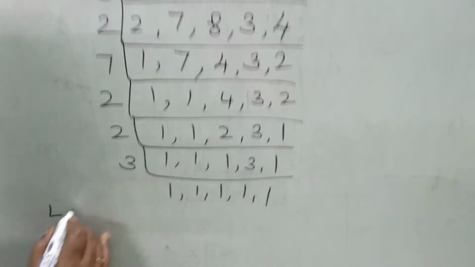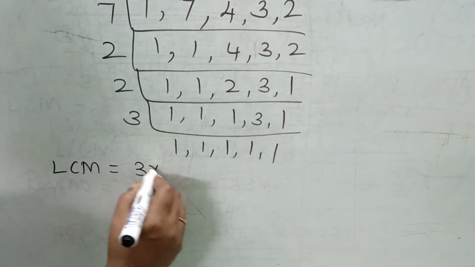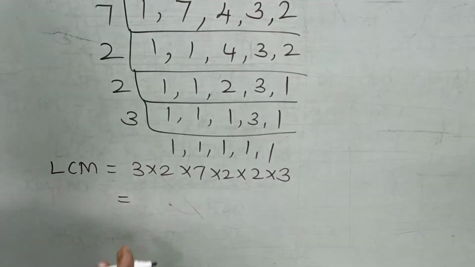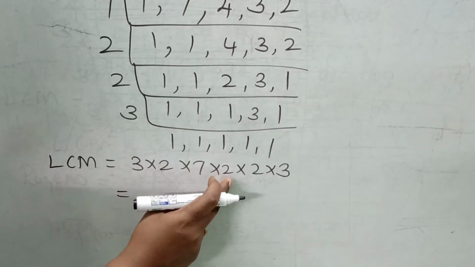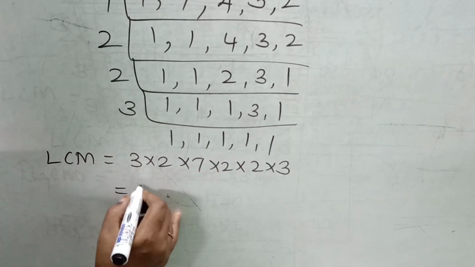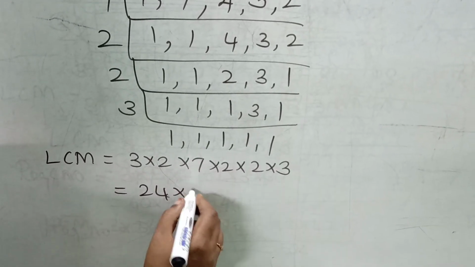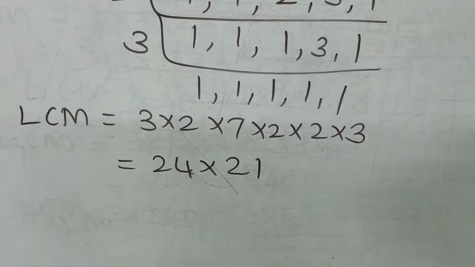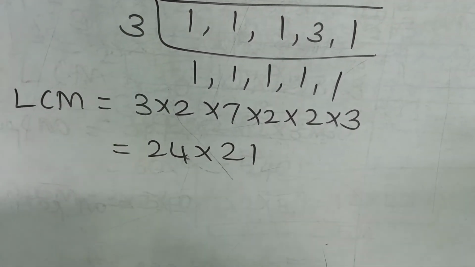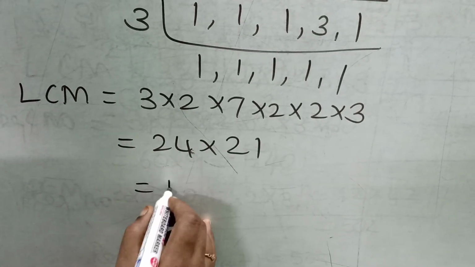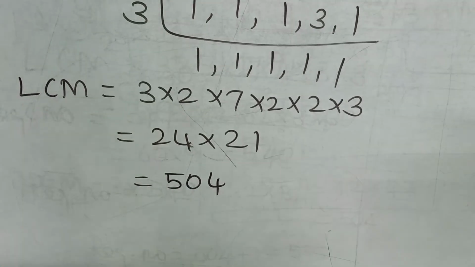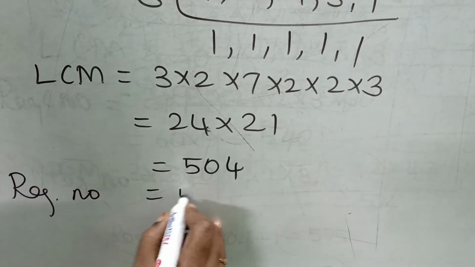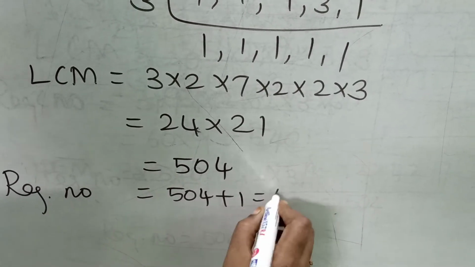Okay, LCM is nothing but the product of the numbers 3 into 2, 7, 2 into 2 into 3. Multiply the numbers. 3 2s are 6, 6 2s are 12, 12 2s are 24, 7 into 3 is 21. If you multiply the numbers, 24 into 21 is 504. But required number is LCM plus 1. Therefore, required number is equal to LCM 504 plus 1 is equal to 505.